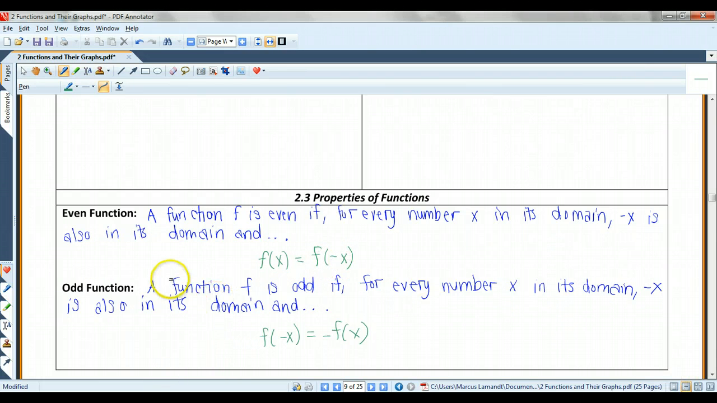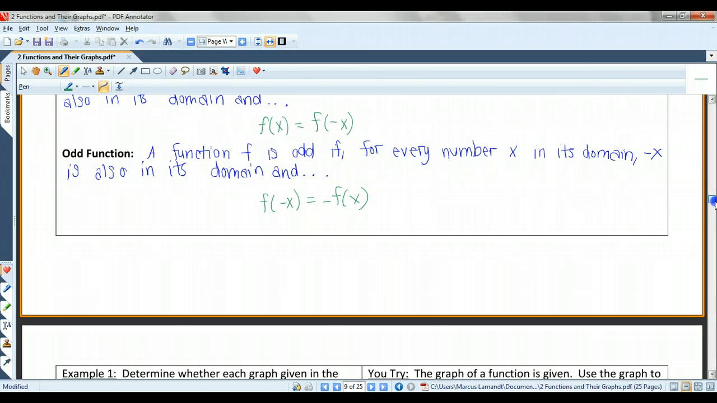A function f is odd if for every number x in its domain, negative x is also in its domain, and f of negative x equals negative f of x. Alright, what does that mean? Let's look at an example.